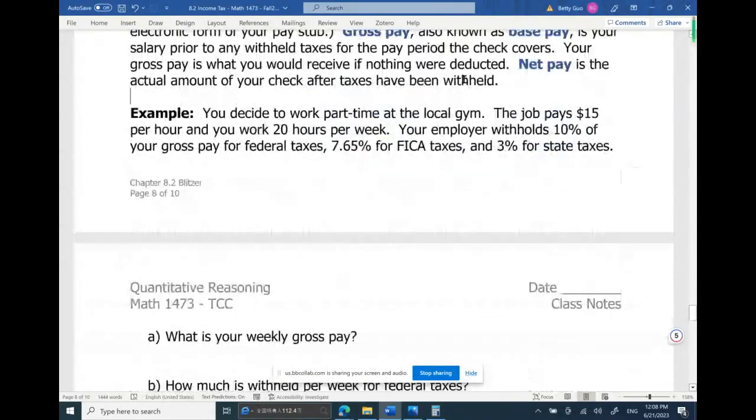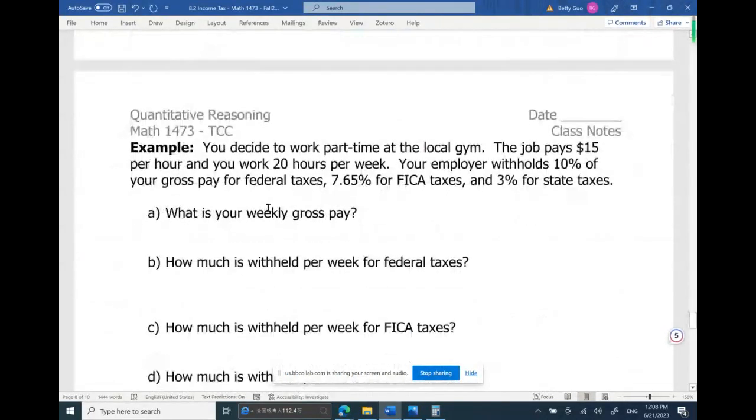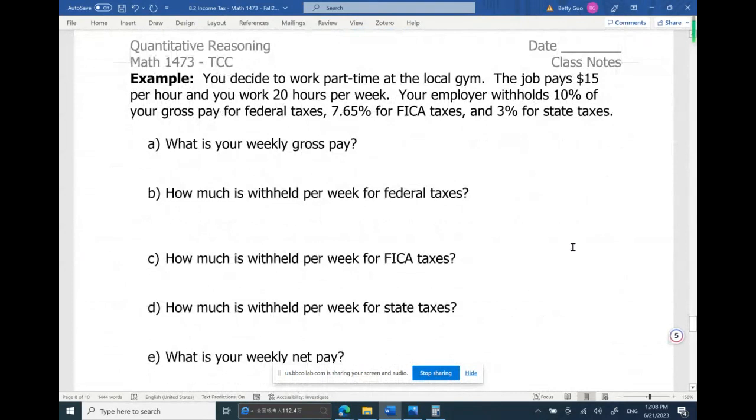Let's look at this example. You decide to work part-time at the local gym. The job pays $15 per hour, and you work 20 hours per week. Your employer withholds 10% of your gross pay for federal taxes, 7.65% for FICA, and 3% for state taxes. Okay, what is your weekly gross pay?